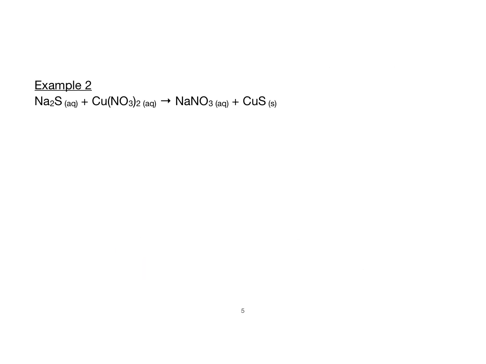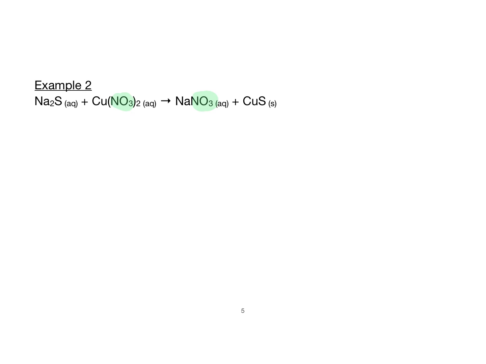In this example, we have sodium sulfide plus copper nitrate gives us sodium nitrate and copper sulfide. A couple of things to note. If you can identify a compound, such as this nitrate ion, that is in the same arrangement on both sides, you can leave it alone in your balancing.